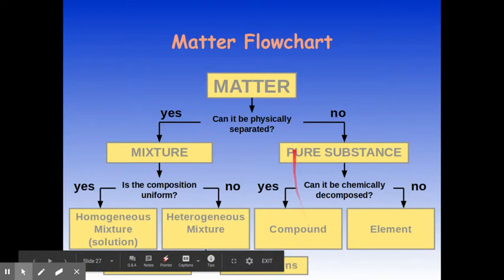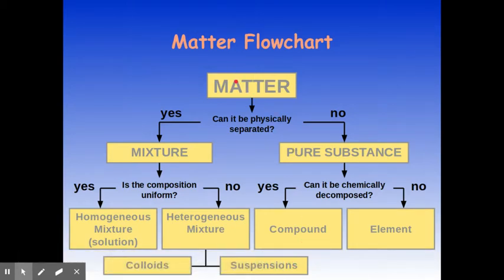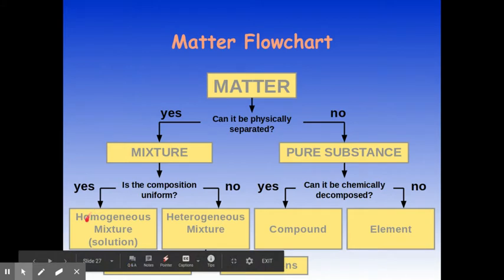So, running through again, ask yourself, can it be physically separated? If so, then it's a mixture. If the mixture is the same throughout, and every single bite's exactly the same, that's a homogeneous mixture. If it's not, and every little sample could be different, then it's a heterogeneous mixture. If it's a pure substance and you can break it down further, then it'd be a compound, like H2O. If you can't, then it would be an element, and it would be on the periodic table.